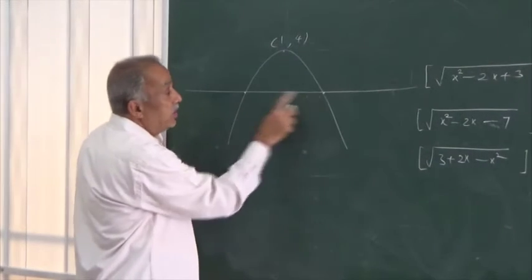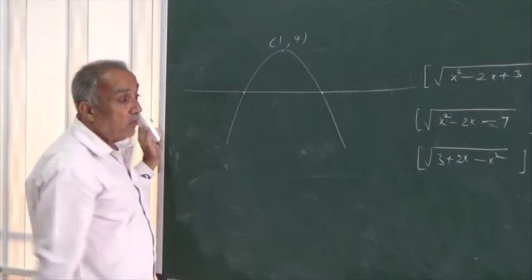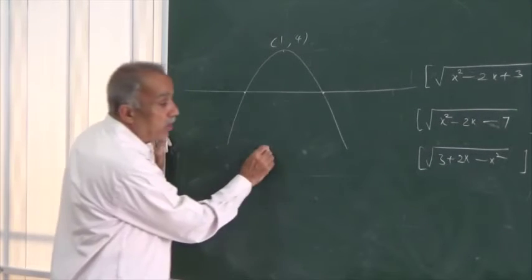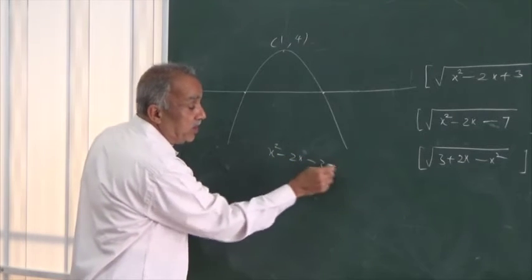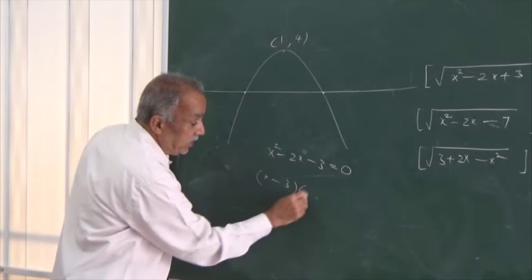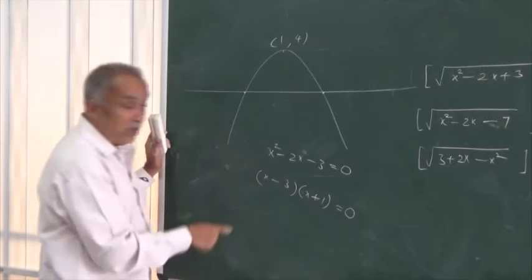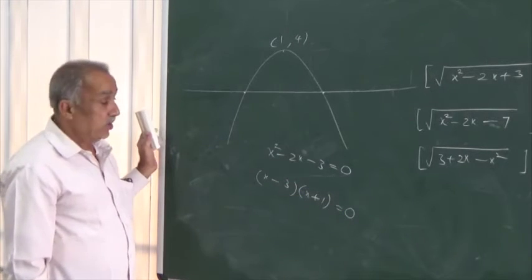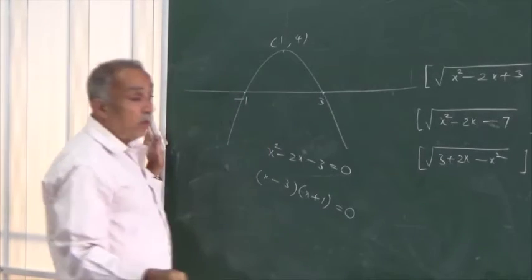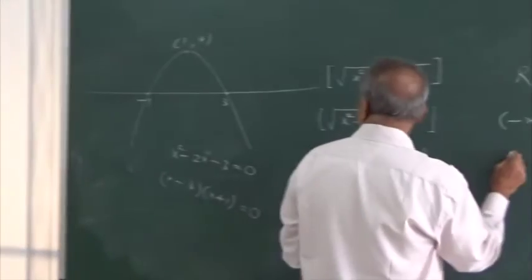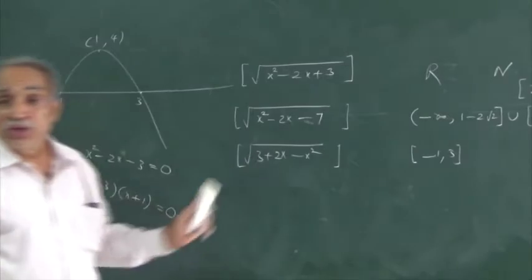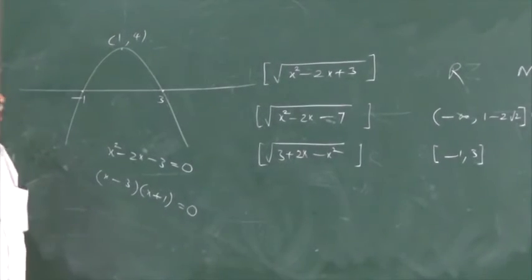What are these points? These are the points where the graph of 3 plus 2x minus x square crosses the x-axis, or x square minus 2x minus 3 equal to 0, or x minus 3 into x plus 1 equal to 0. Am I right in factorization? Yes, I think. The values are, one is minus 1, another is 3. The domain is the finite interval minus 1 to 3 with both endpoints included, the closed interval minus 1 to 3. What about the range?